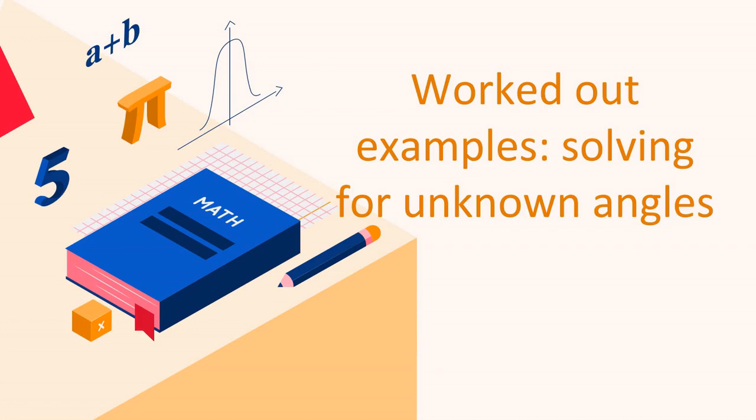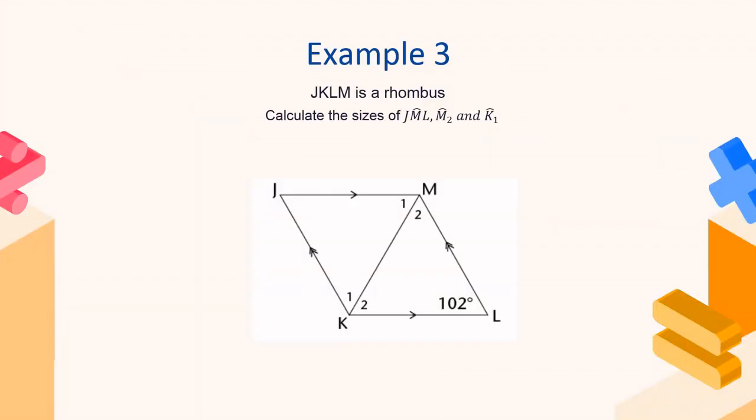Today we're going to try out a worked example for solving for unknown angles, but this one is a test type question. So let's dive straight in. In this example, we are given a quadrilateral JKLM and this is a rhombus. We are required to calculate the sizes of angle JML, which is over here, and angle M2, which is just this angle, and we are also required to calculate angle K1, which is on this angle.